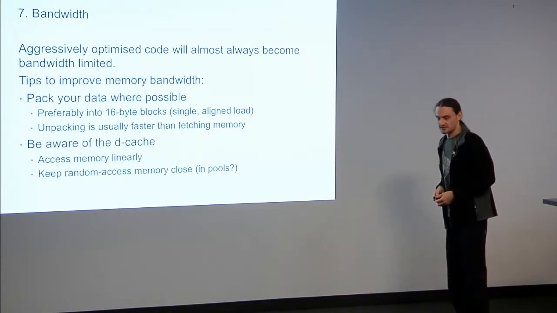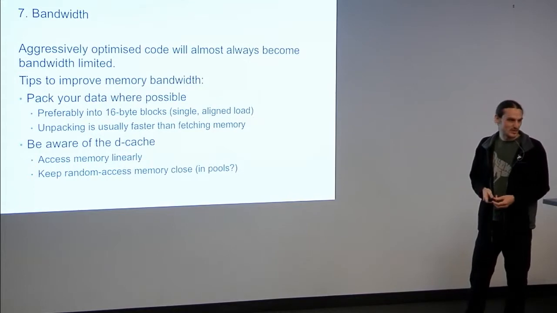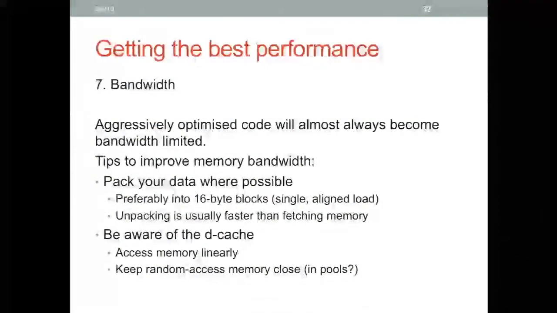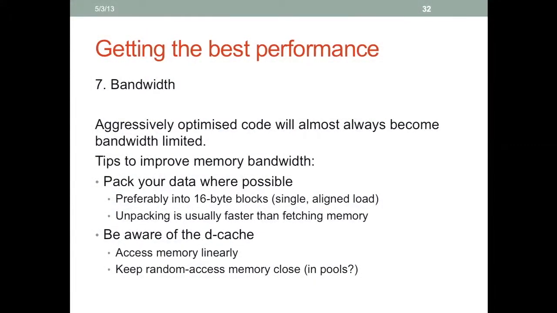You should always be aware of the D cache. Access your memory linearly if possible. And if you are randomly accessing, then try and at least keep it localized. Use pools for allocating rather than just random scattered heap allocations. And D's garbage collector actually helps with this a lot because the garbage collector allocator uses pools naturally. If you're crazy enough, you can experiment with prefetching. I'm crazy like that.